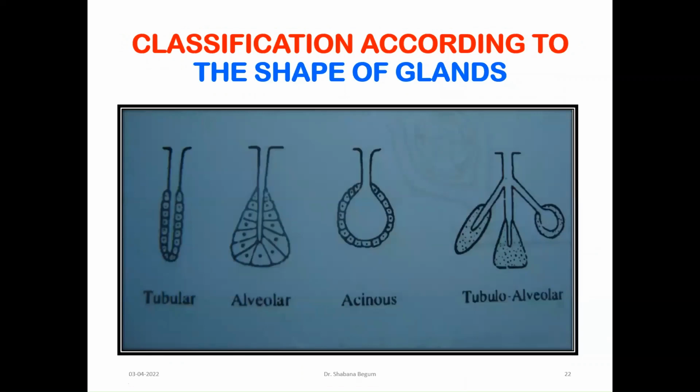Next is classification according to the shape of the glands. If the secretory end piece appears tubular, straight, or coiled, it is said to be the tubular variety. If the secretory end piece is alveolar, flask shaped or rounded, it is known as the alveolar or acinus variety. And if it is a combination of both tubular and alveolar varieties, it is known as the tubulo-alveolar variety.